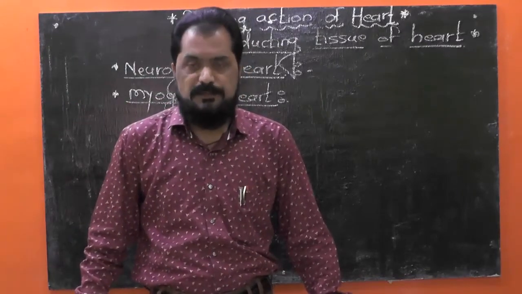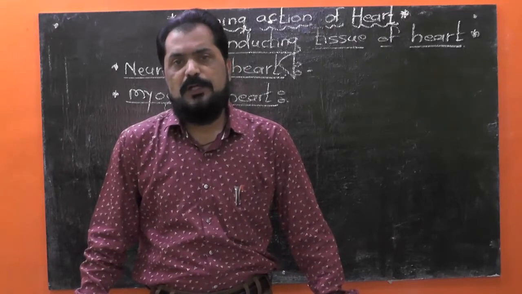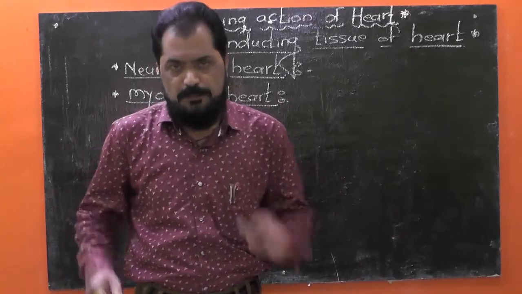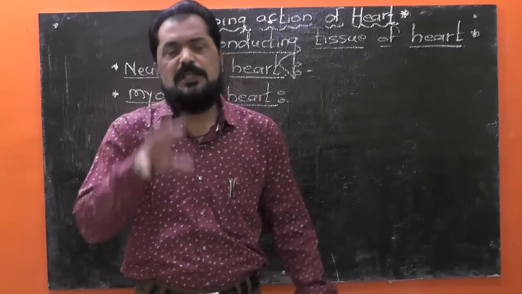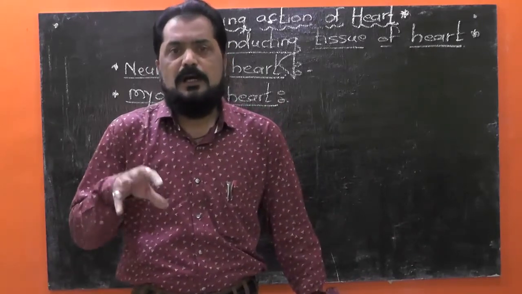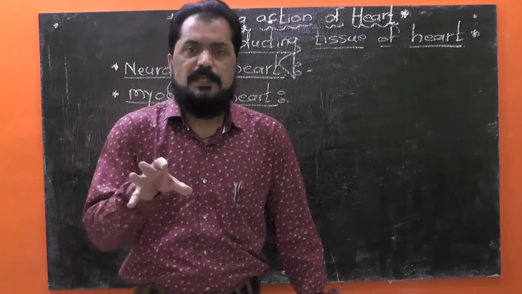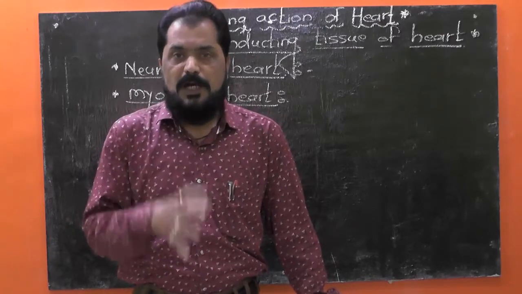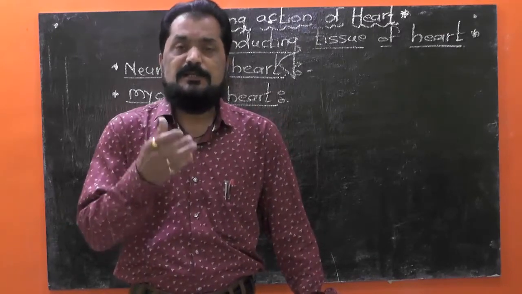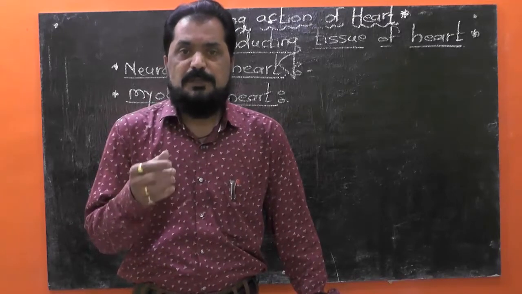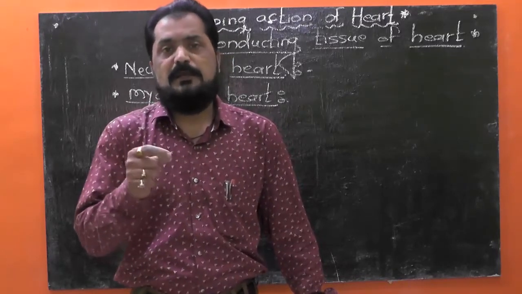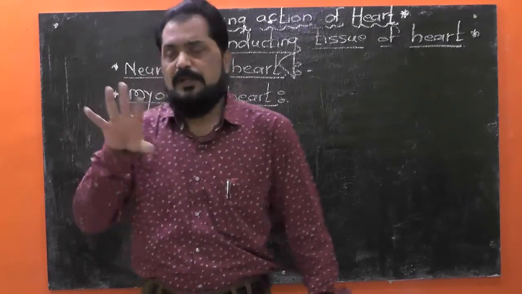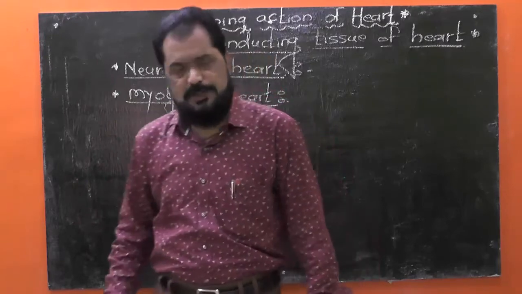Such a myogenic heart is shown by most of the mollusks, that is the animals belonging to phylum Mollusca, and all vertebrates including mammals, including human beings. It means initially we have to understand the human heart is myogenic in nature. That is, the wave of contraction, the heartbeat, is initiated and generated by the specialized and modified cardiac muscles present in the wall of the heart itself. Therefore, the human heart is said to be myogenic.